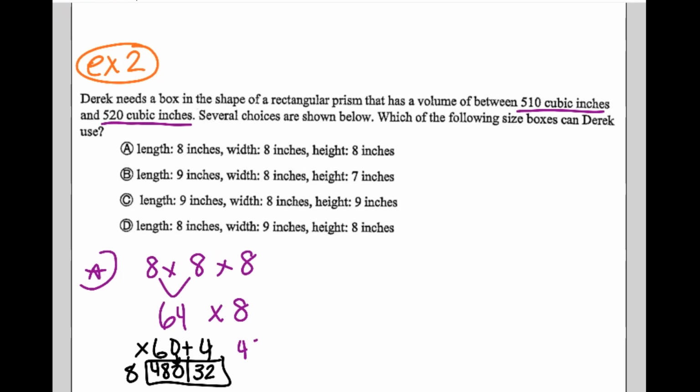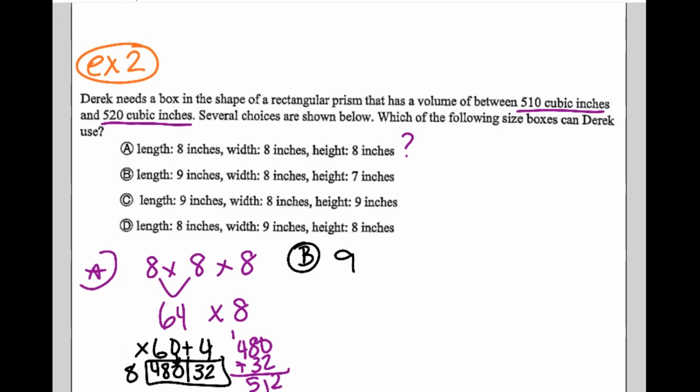So I get 480 plus 32. 2, 1, regroup, 5. Ooh, this looks good. It's 512. Okay, I might be able to stop there, but I'm not sure. Let's keep going. I don't want to mess up anything. So let's look at B.